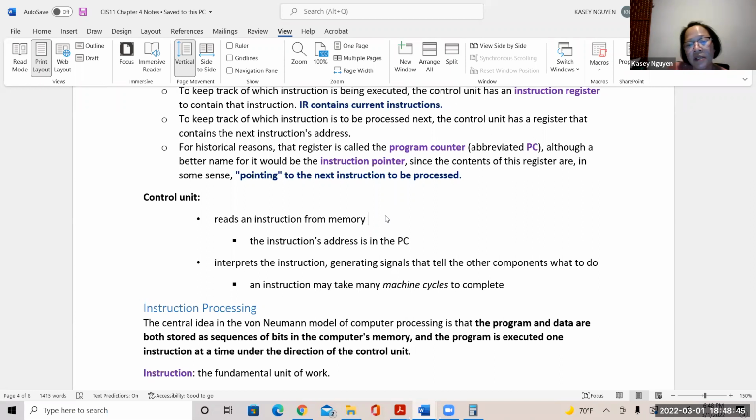Now, when it interprets the instruction, it's going to send signals to the components on what to do. And the instruction may take one cycle or many cycles to complete, and usually it would take many cycles. So your control unit really coordinates the execution of the instructions, what's current and what's next. As it interprets the instructions, it sends signals to the components.